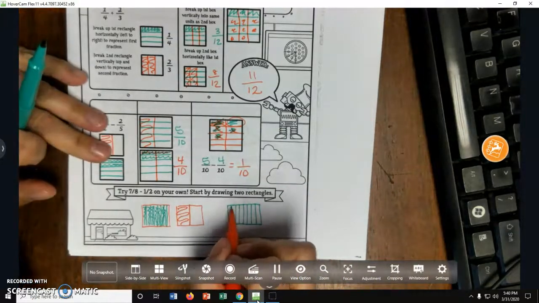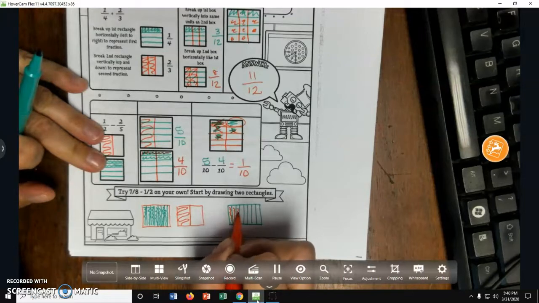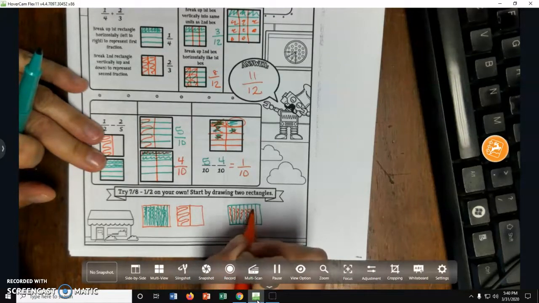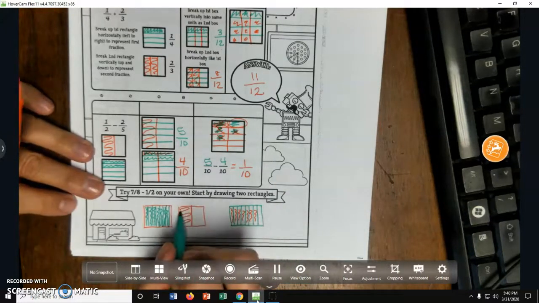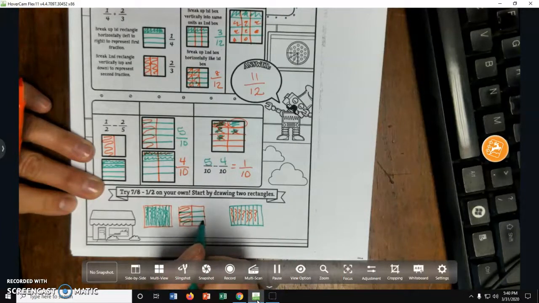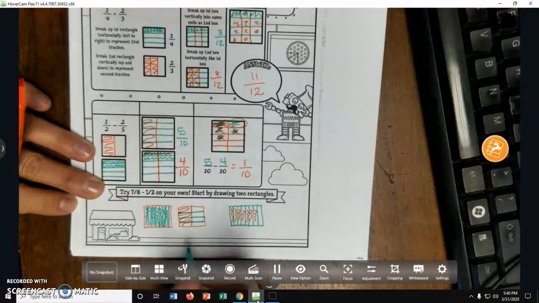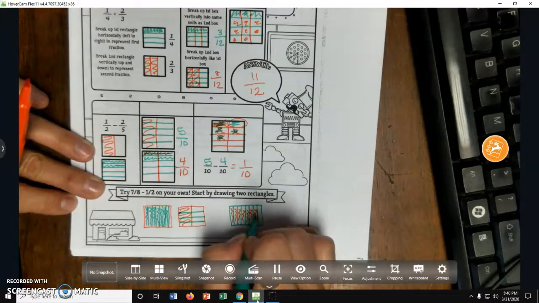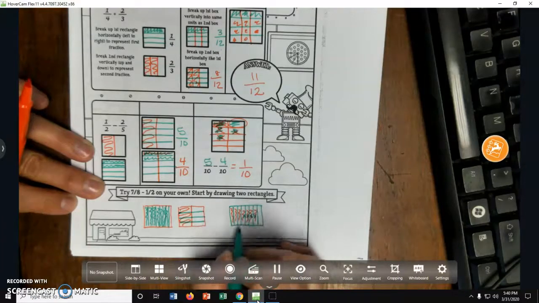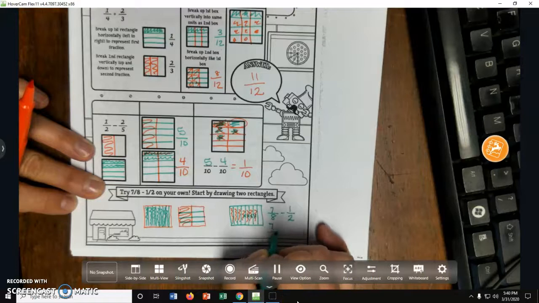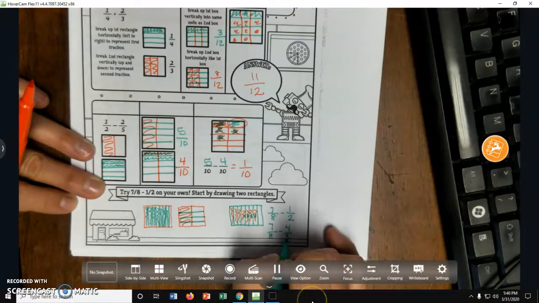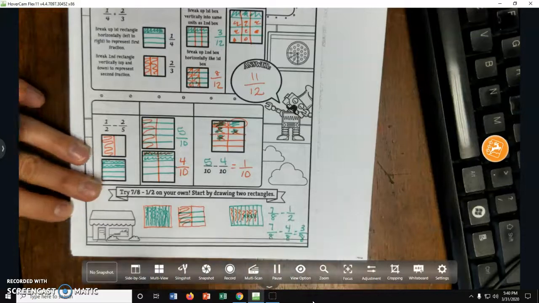Well, if I have 7 of those, and I need to take away 1/2. Well, we know 4 8ths are the same as 1/2, so I can go 1, 2, 3, 4, 5, 6, 7, 8 parts. This is the same as 4 8ths, so I can cross off 4 of these 8ths, and I'm left with 1, 2, 3 8ths. So 7 8ths minus 1/2 is the same as 7 8ths minus 4 8ths, which is 3 8ths.